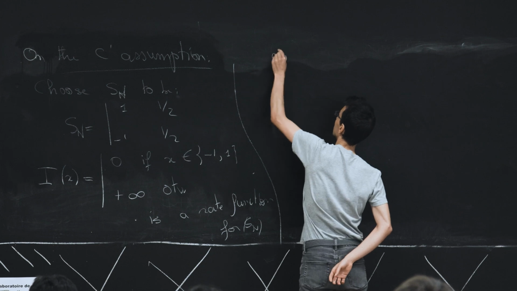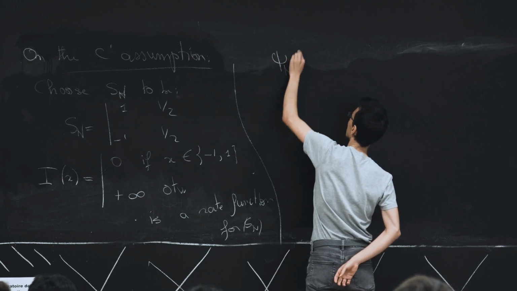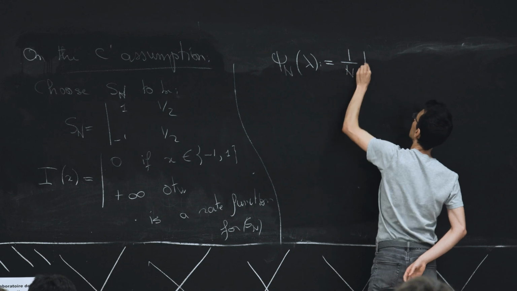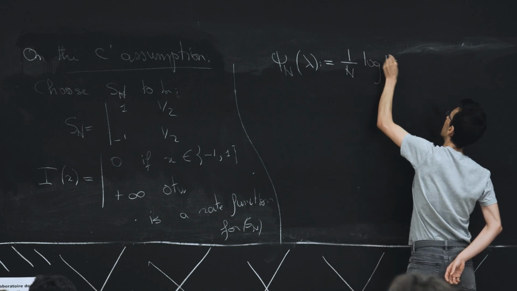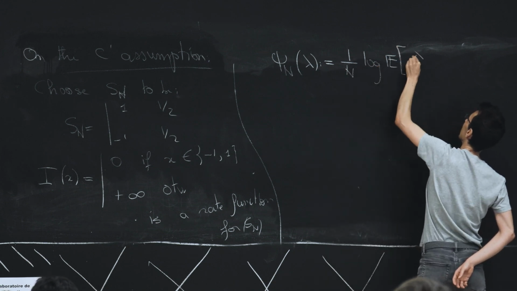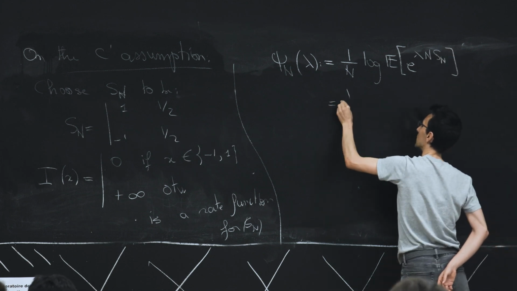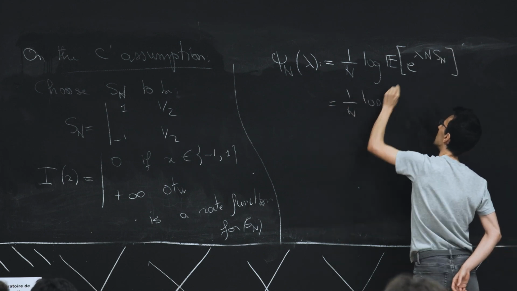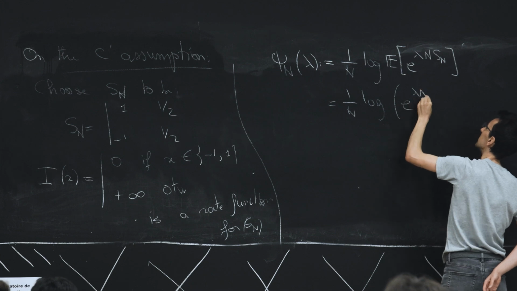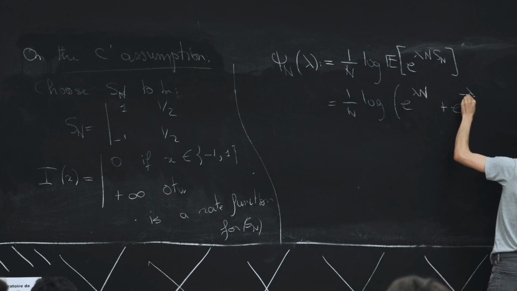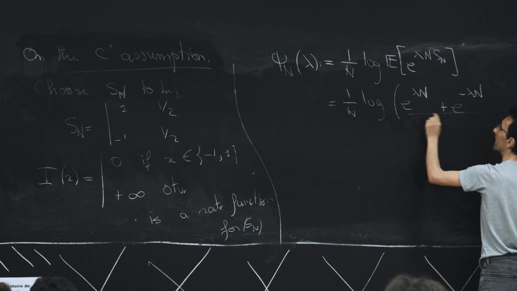So we have to compute these Laplace transforms. So psi n of lambda in this case is 1 over n log expectation of e to the lambda n Sn. This is the definition. And so in our case, it's 1 over n log of 1/2 e to the lambda n plus, I forgot the 1/2, 1/2 e to the minus lambda n.